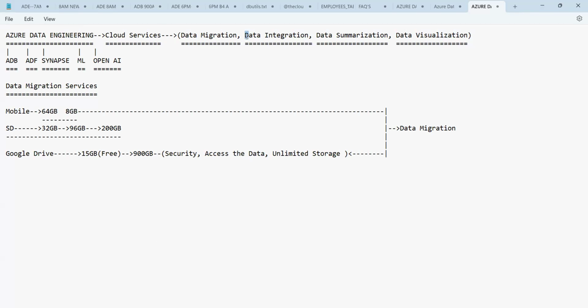Data integration. We also have data integration. So what is data integration, everyone? Data integration is a very vital, important part. Now, let us say, suppose you have some data here. What is the data? Let's see here.